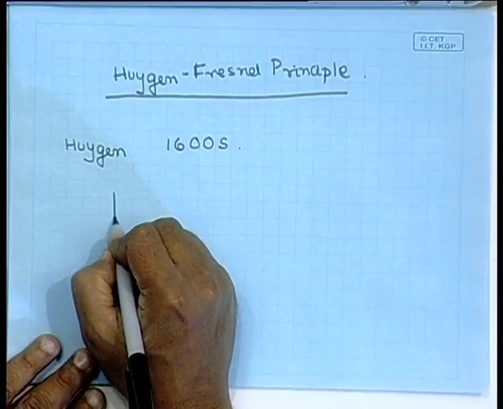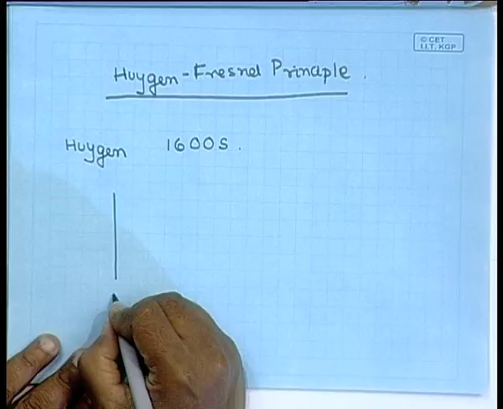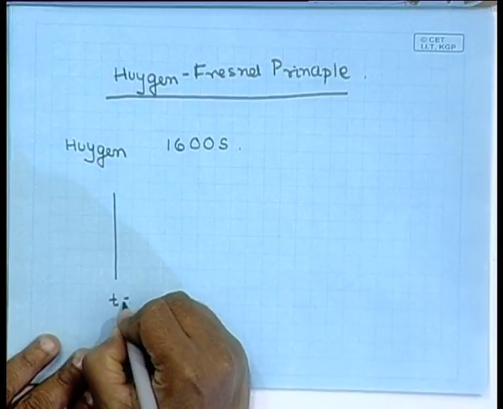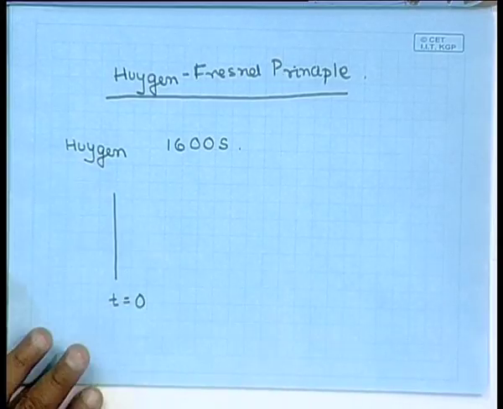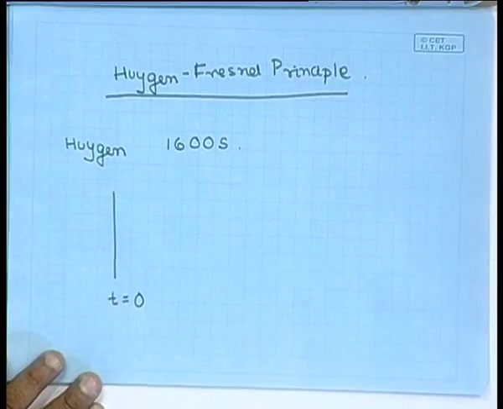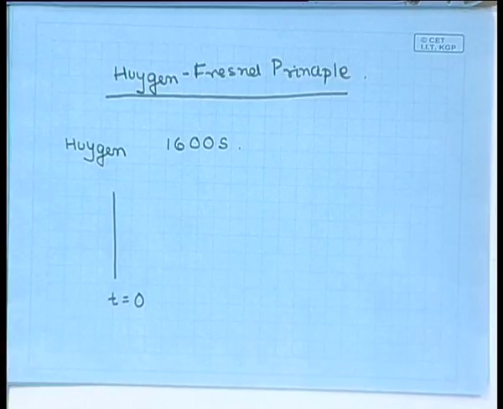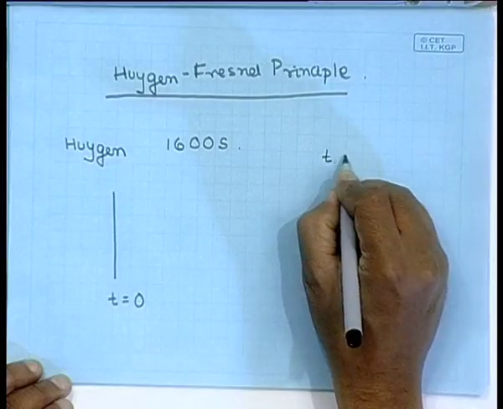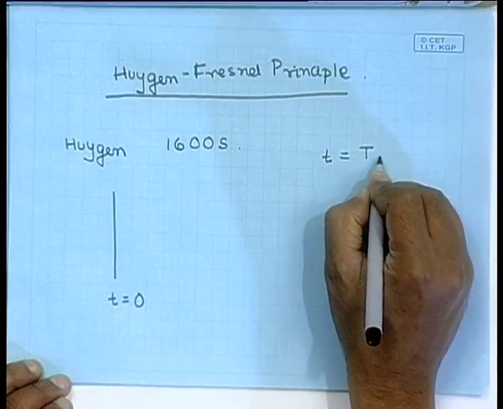There is a wave front. So, let me consider the simplest possible situation. I have a plane wave. So, at t equal to 0, there is a wave front, a plane wave, and we would like to study the evolution of this wave. So, we would like to find out what happens to this wave front at a later time t equal to capital T.